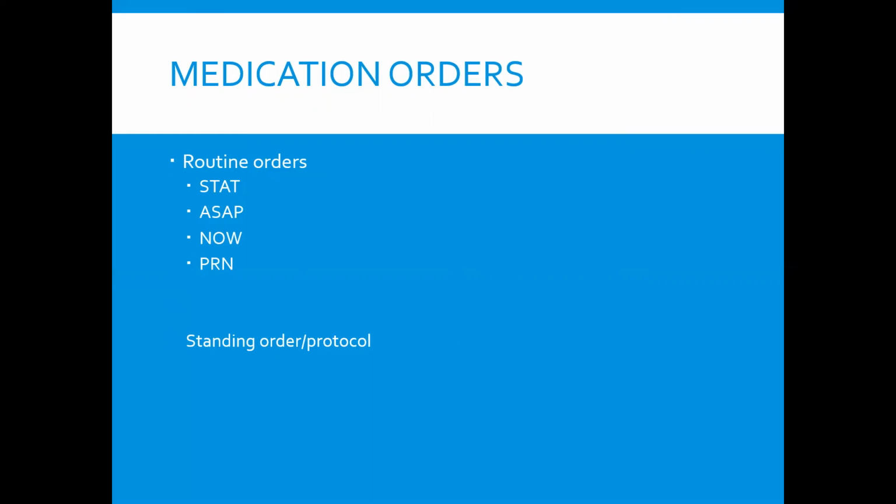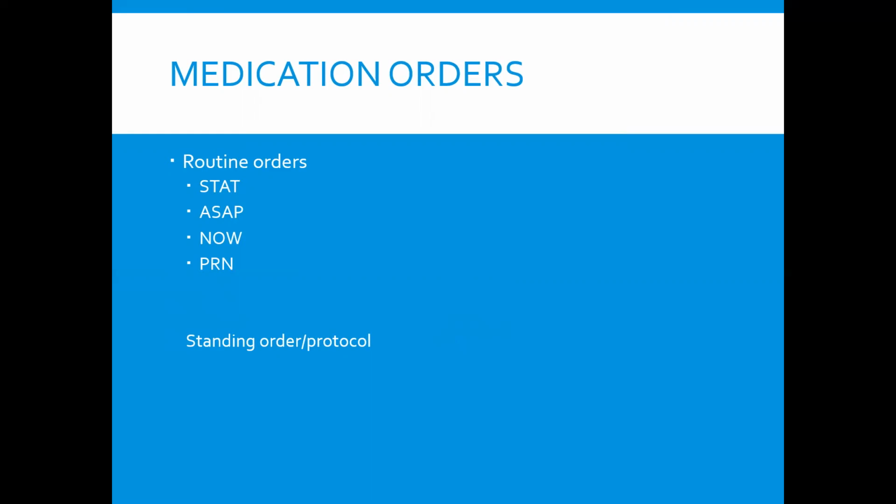ASAP, as soon as possible, should be available for administration to the patient within 30 minutes of the written order. Now means within the hour, usually. And PRN as needed. So PRN Q6 means that if I'm having pain, you give me Tylenol, that's great. And if in 6 hours I feel I need it again, then you can give it to me again. Otherwise, in 6 hours, if I feel fine, you don't have to give it. It's just as needed. It's not scheduled.